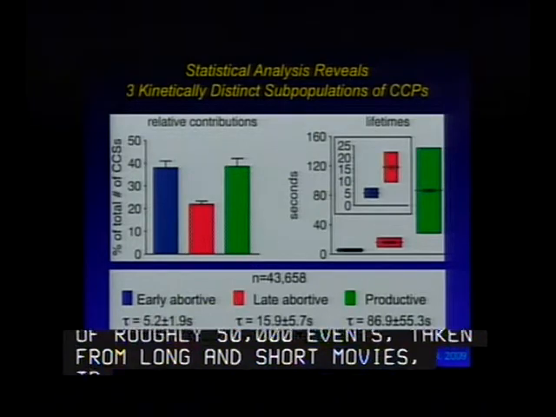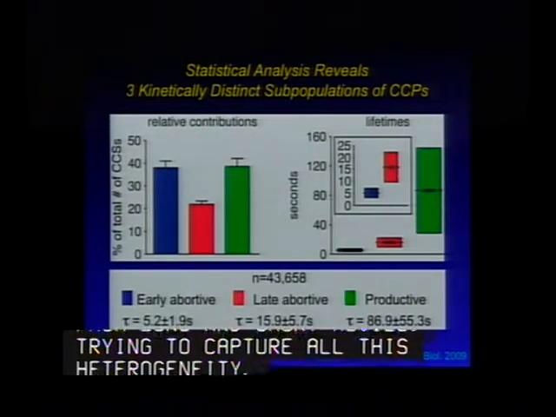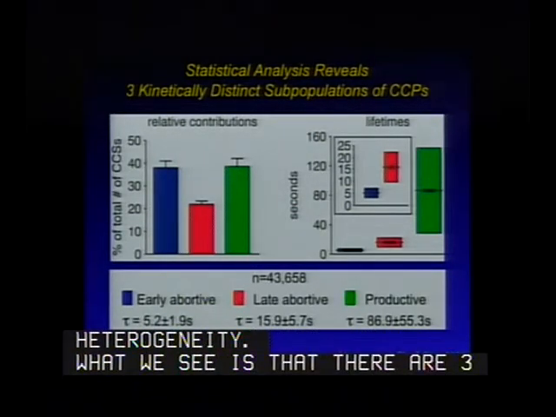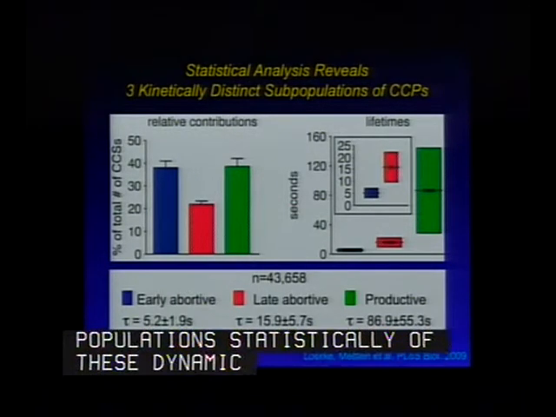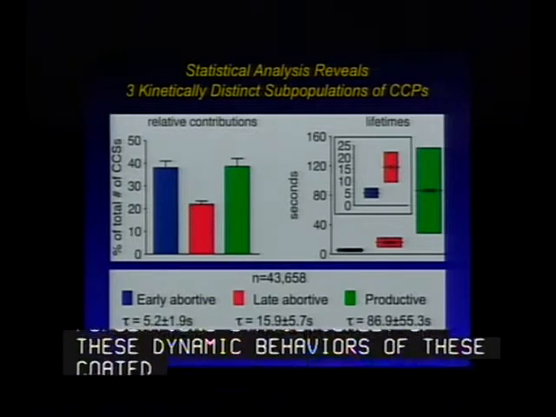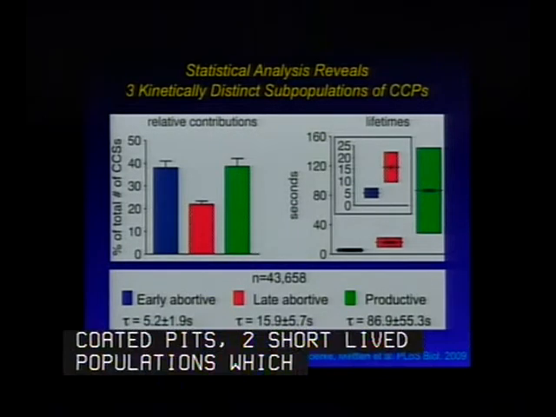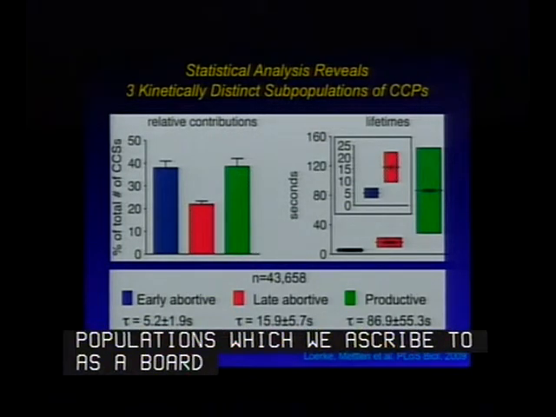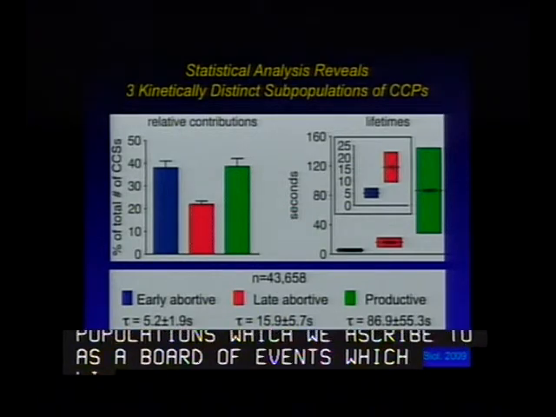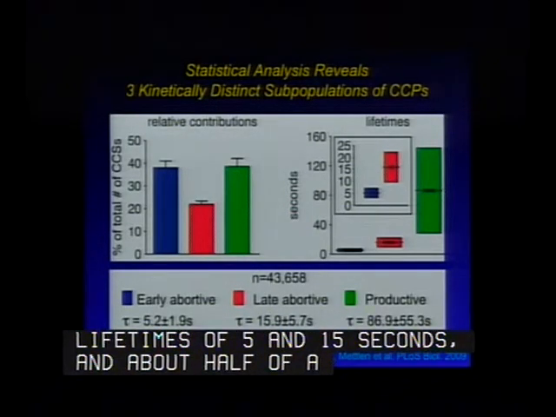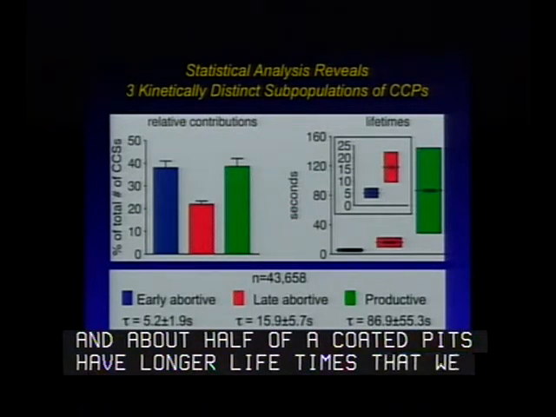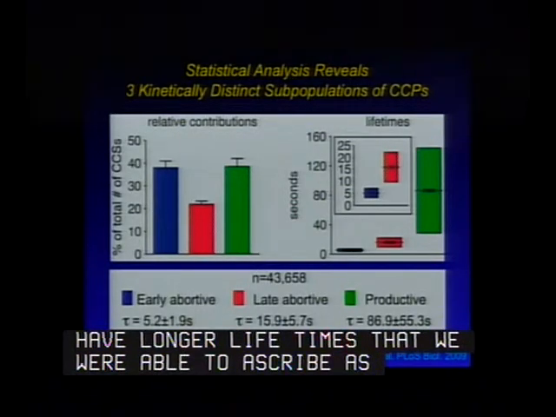And what we see is that there are three populations statistically of these dynamic behaviors of these coated pits. Two short-lived populations which we ascribe to as abortive events with lifetimes of 5 and 15 seconds, and about half of the coated pits have longer lifetimes that we were able to ascribe as productive events leading to coated vesicle formation.